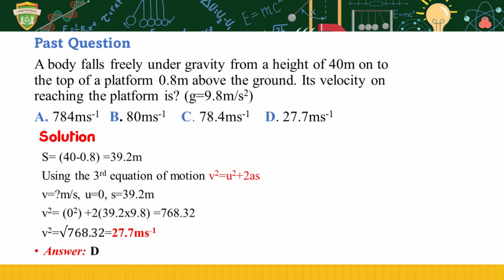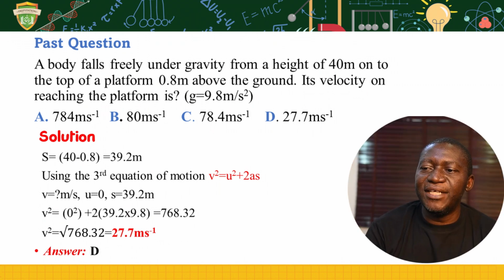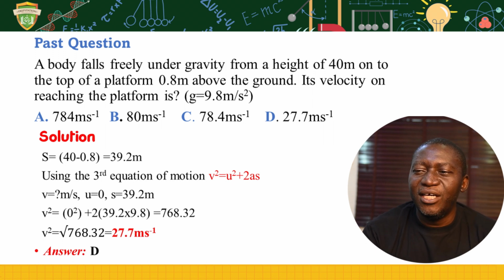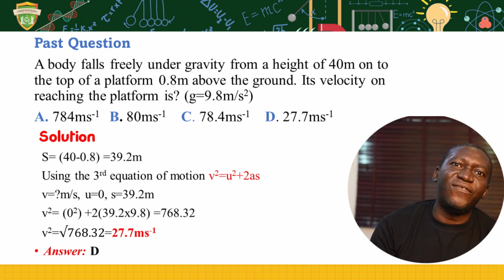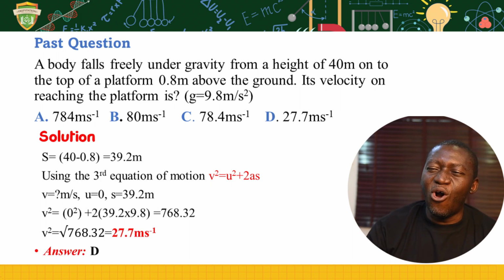Let us look at another question, still under motion. A body falls freely under gravity from a height of 40 meters to the top of a platform 0.8 meters above the ground. Its velocity on reaching the platform is what? So if you look at this question, you will notice that the body is falling from a particular height onto another height which is above the ground.